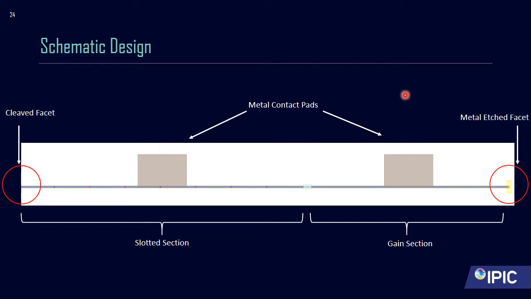So let's say the gain section is kept constant at 10 milliamps, the slotted section goes from 10, 11, 12, 13, and the spectra is measured each time. When it reaches the end of its cycle, then the gain section changes from 10 to 11, and it goes through the cycle again. So at each cycle, the spectra is measured through the cleaved facet.